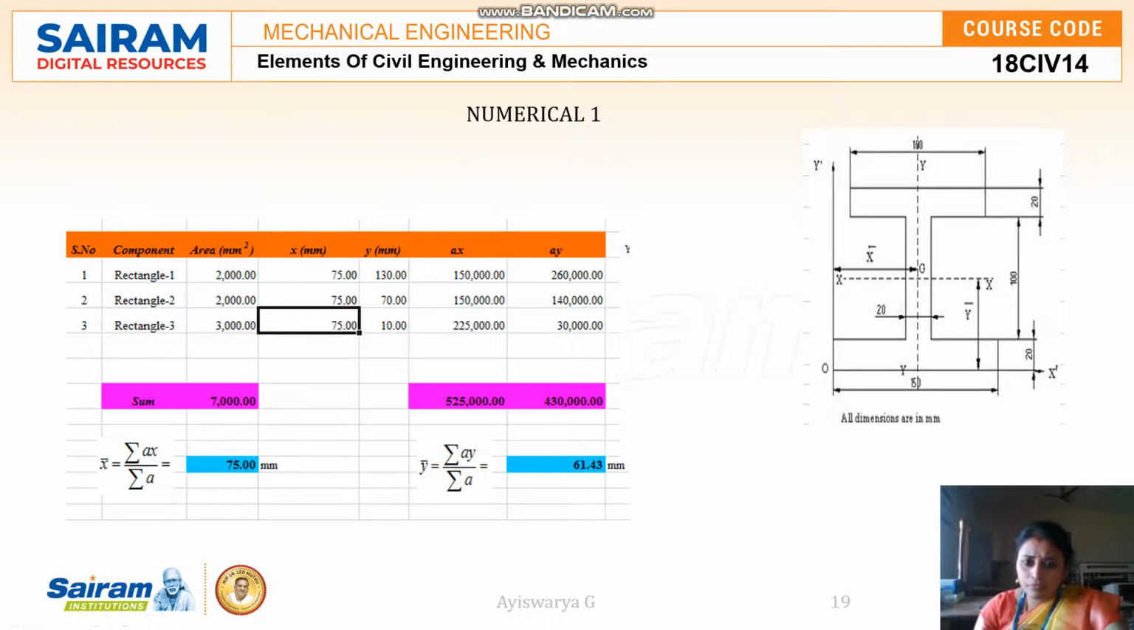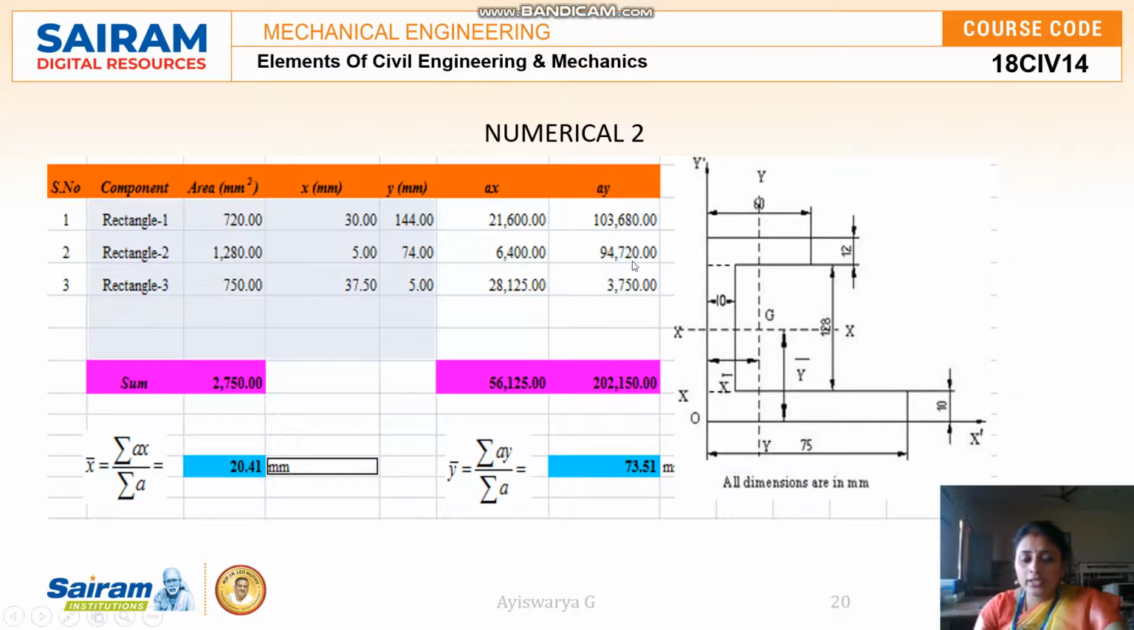So like this, in the numerical number 2, you can see a C section. In the C section, how many components are there? 1, 2, 3. 3 components, 2 flanges and 1 web. Okay. It is not symmetrical about the x-axis and it's not symmetrical about the y-axis. So different answers will be coming for all x and y. Right. That's clear.